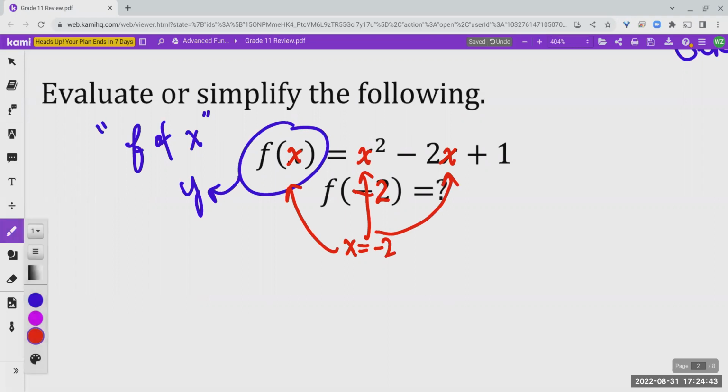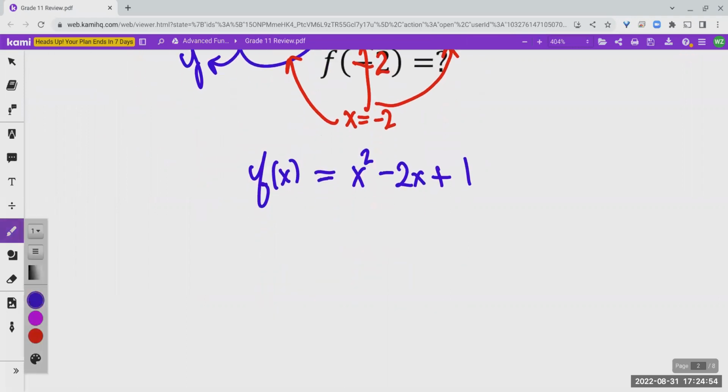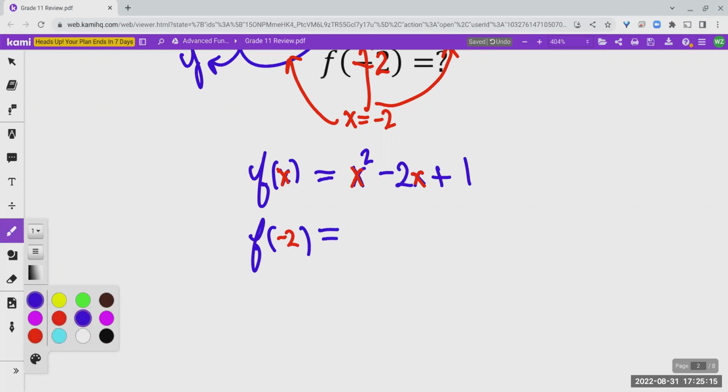So let's actually do that. I'm going to first copy the question down. So f of x is equal to x squared minus 2x plus 1. Okay, I'm going to use red and highlight all the x's again. There we go. Next step is I'm going to replace all the x's with negative 2 because x is negative 2. So f of, instead of x, I'm going to write negative 2. Yes, you replace the left side as well. Okay, so x squared.